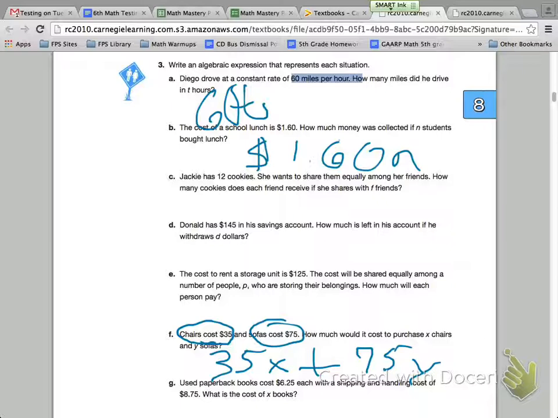Alright, take a moment to fill that in your book, and then do problem G. When you finish problem G, then you can unpause the video and watch problem 4.